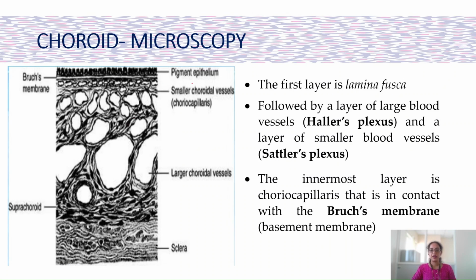Coming to the microscopy, there is sclera, and then we have the lamina fusca, after which we have the layer of large choroidal vessels also known as the Haller's plexus, and then we have the Sattler's plexus that are smaller than Haller's plexus, and then the innermost is called the choriocapillaris. Okay, there is no E in this, there is a choriocapillaris. So these form the capillaries of the choroid. And next to that we have the Bruch's membrane and the retinal pigment epithelium, after which the retina starts.